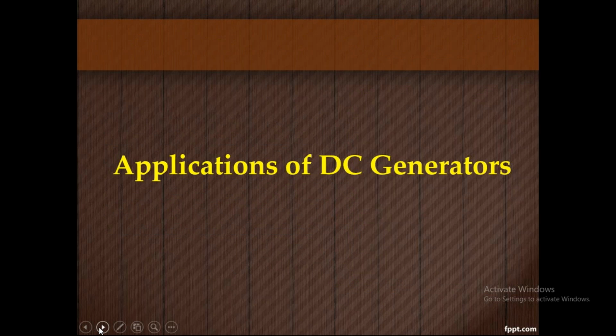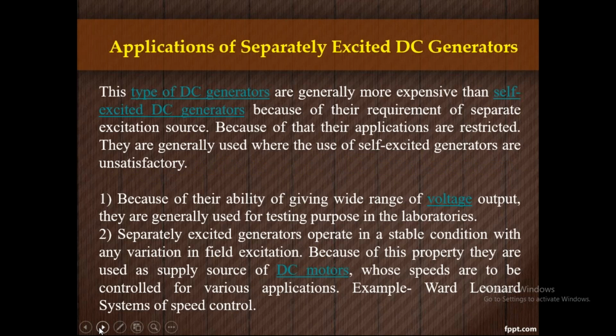Now we will see the applications of DC generators. Now, applications of the separately excited DC generator. Generally, this type of generator we are not using in practical real time. What is the reason? Why is separately excited not used much? Why are we not using the separately excited DC generator more in real time? What is the reason?